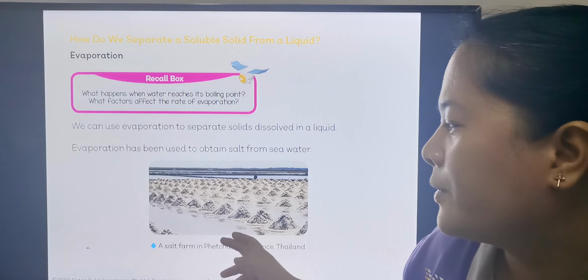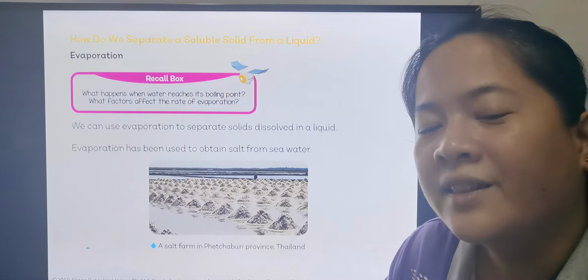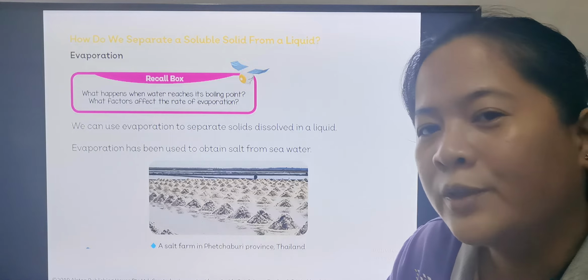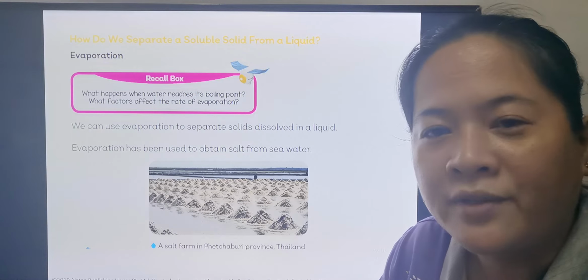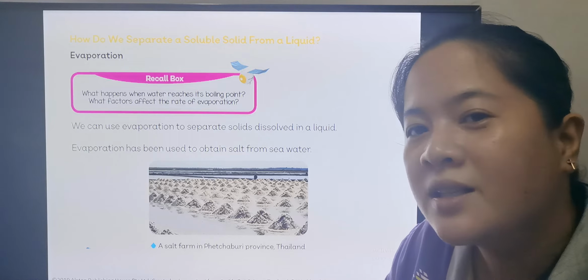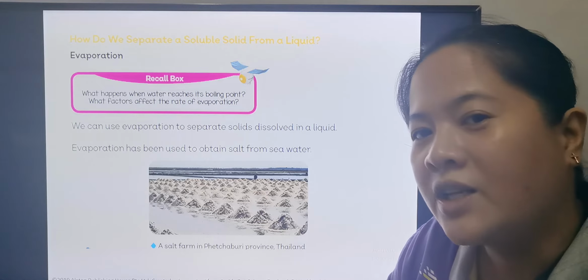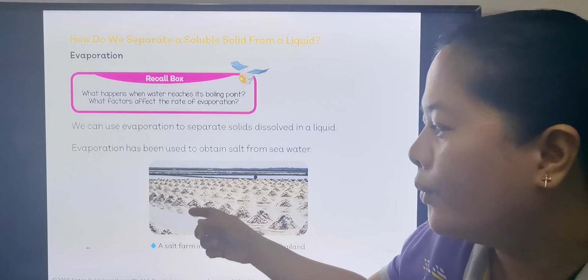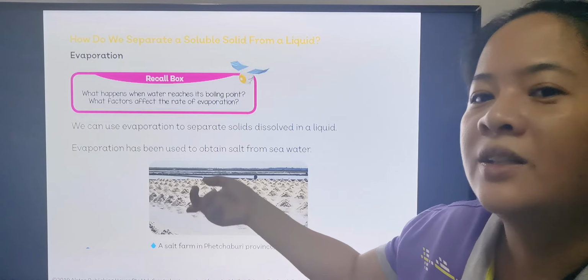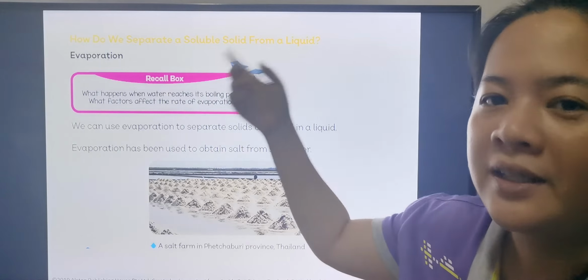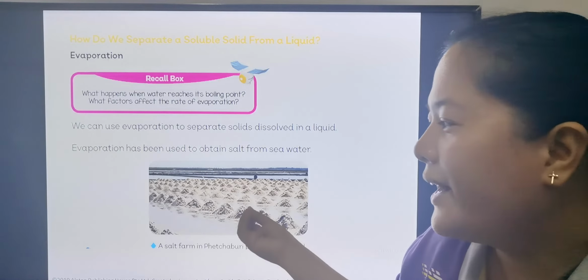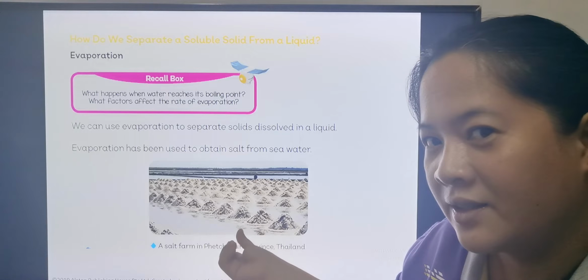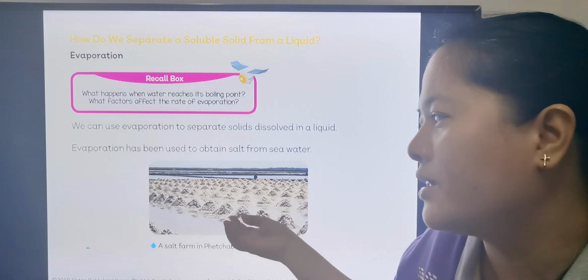In Prathom 5 we already studied about evaporation. This is the process when liquid changes to gas. When water changes into gas and evaporates in the air, you will be left with the solid.